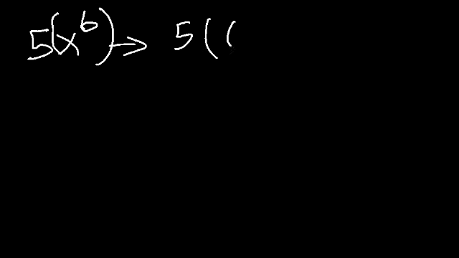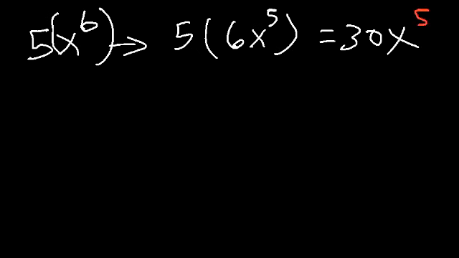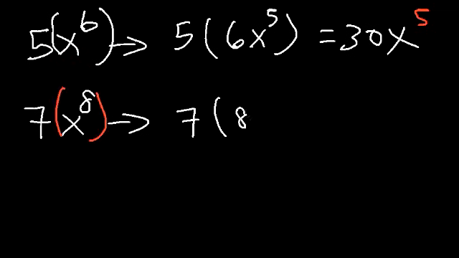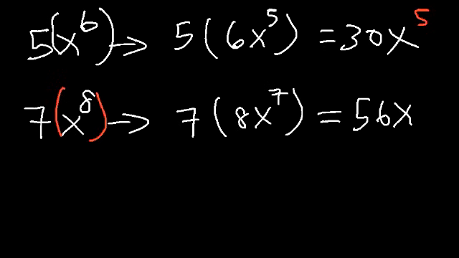Let's try another one. What is the derivative of 5x to the 6th power? The derivative of x to the 6th is going to be 6x to the 5th power. So 6 times 5 is 30. So the final answer is 30x to the 5th. Now what about 7x to the 8? The derivative of x to the 8 is 8x to the 7th power. 8 times 7 is 56, so the final answer is 56x to the 7th power.